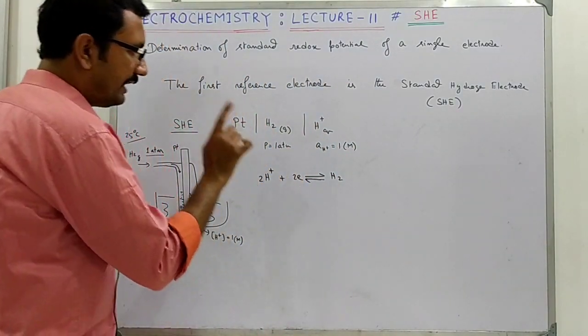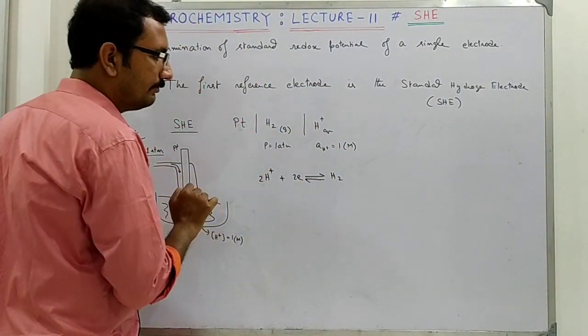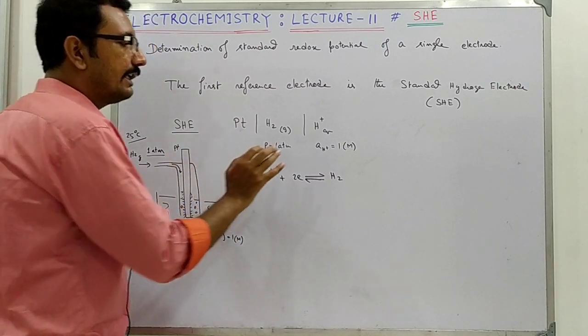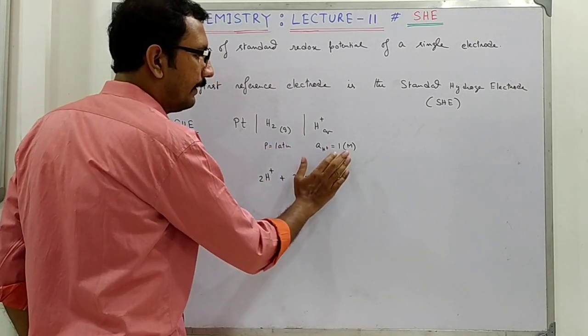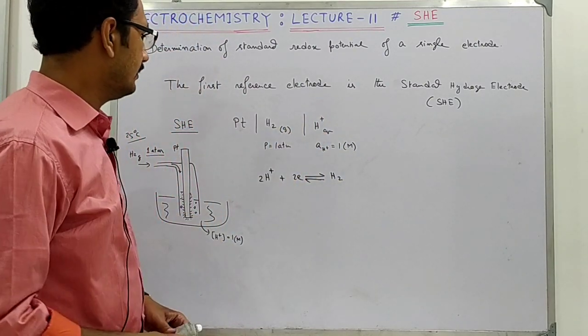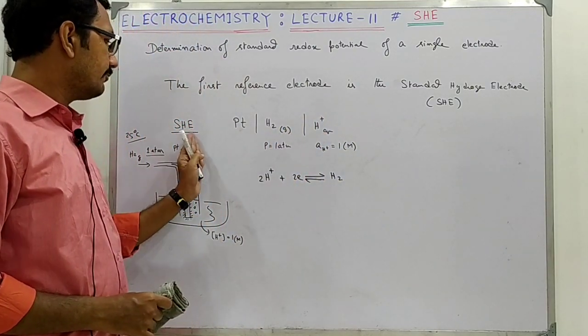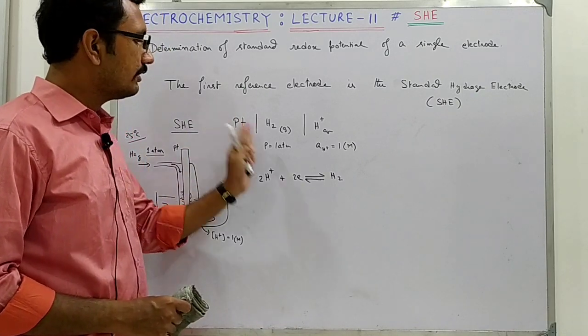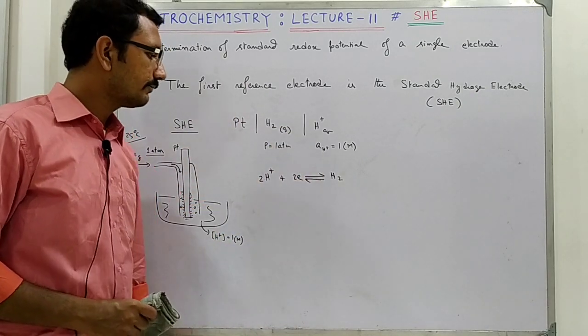Now, see, we have taken the pressure to be 1 atm, that is standard state, and the activity, that is concentration, to be in standard state, 1 molar, that refers to the standard state. So, this is the standard hydrogen electrode, since the standard condition is maintained.